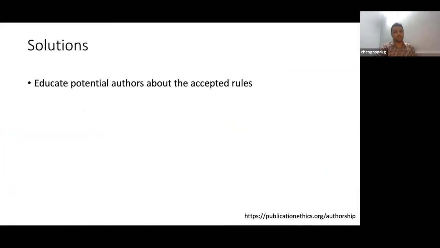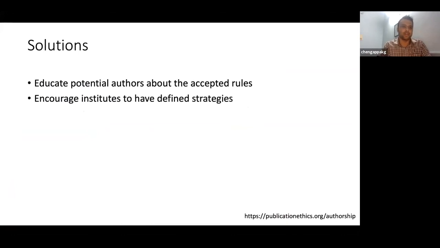So what are the solutions? The solution is to educate the potential authors about the accepted rules and the possible shortcomings, like this whole seminar is part of educating the potential authors. And we have to encourage institutes to have defined strategies. If somebody is caught with authorship misconduct, the institute should know what is to be done with such people.